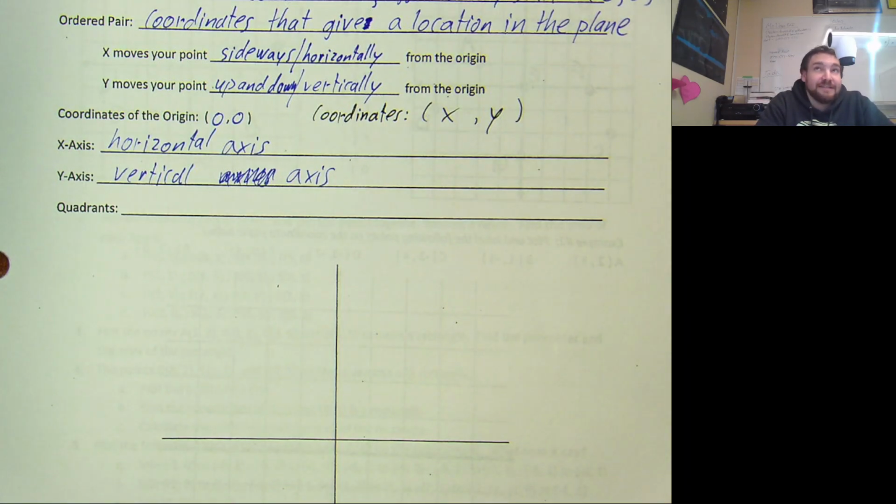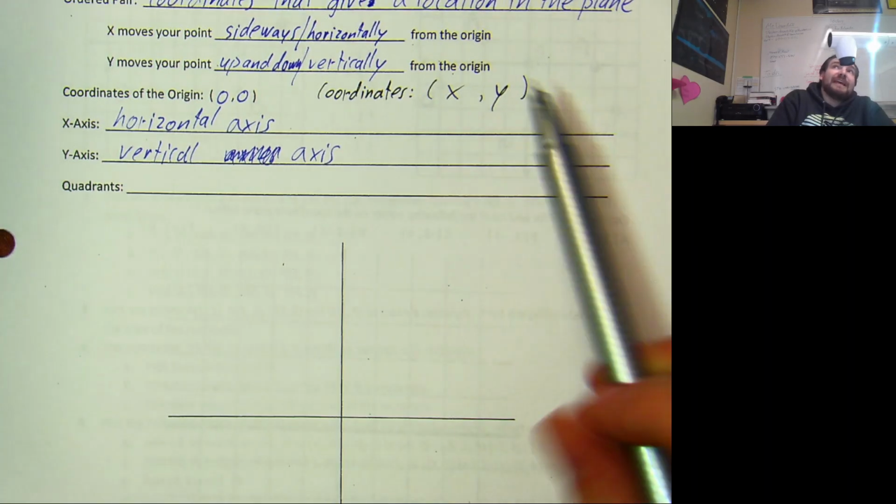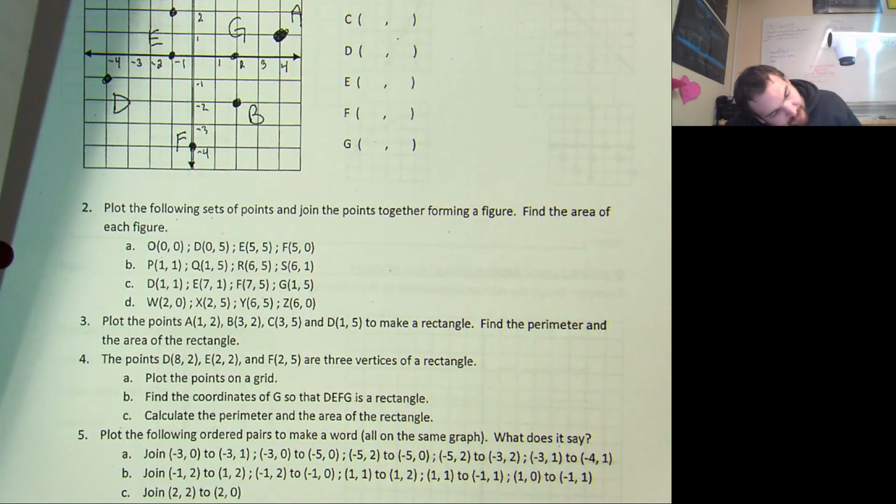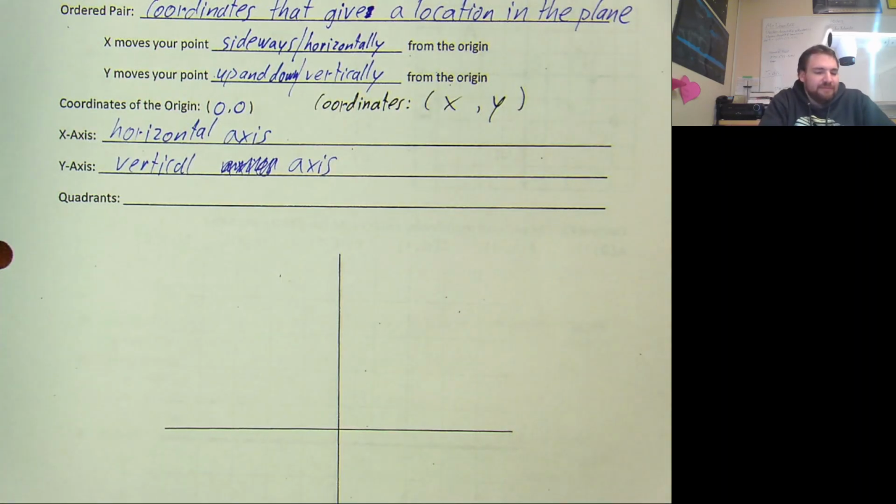Horizontal axis, vertical axis. Coordinates x, y. X comes first, then y. I think I'm going to say it on the next page anyway. No, I didn't. I'll say it here.